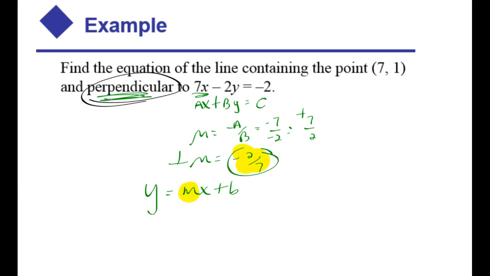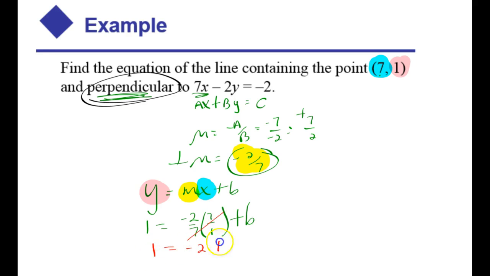And I'm going to use the point, the x value will be 7, and the y value will be 1. So doing the substitution method, I'll fill in by saying 1 is equal to negative 2/7 times the x value, which is 7 over 1, plus b. And fortunately for me, the 7's will cancel. So I'm just left with 1 is equal to negative 2 plus b. Adding 2 to both sides, I'll get b is equal to 3.